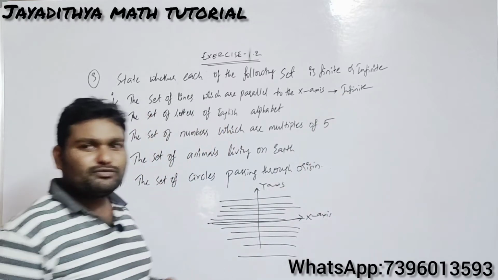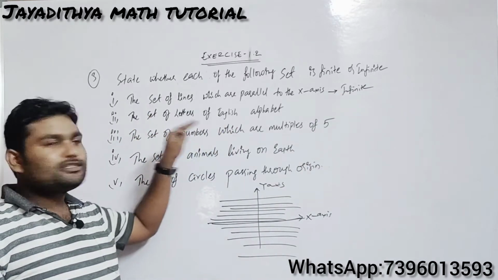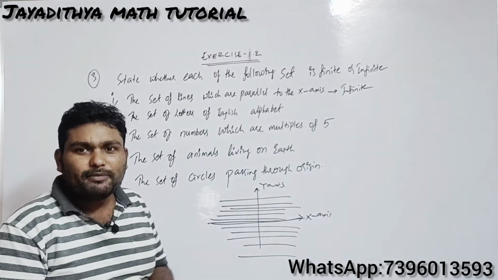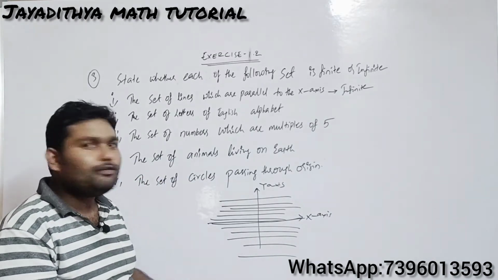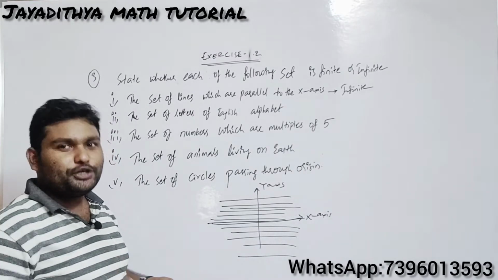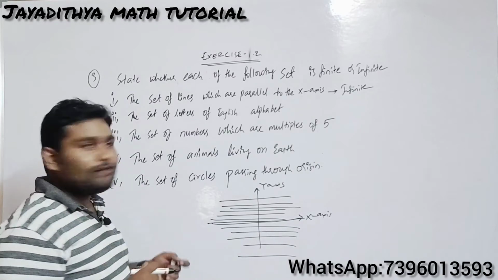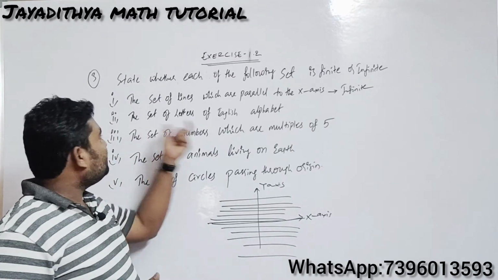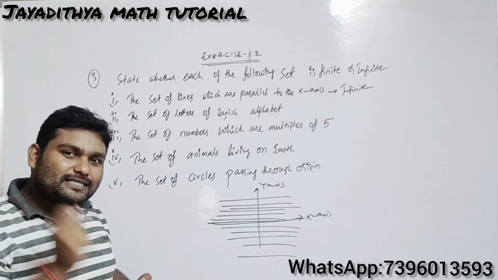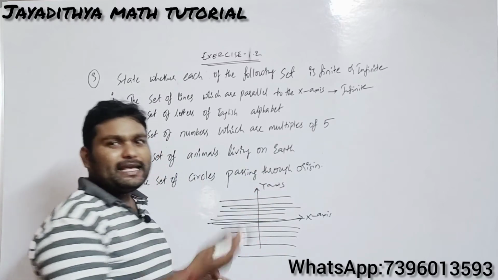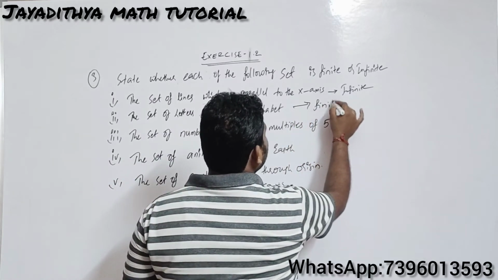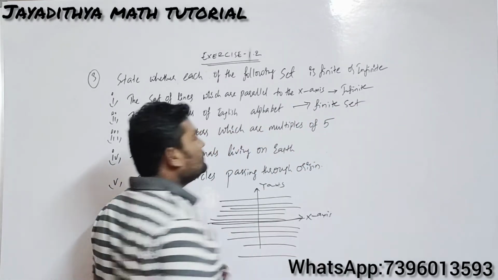Let us see the next one. That is very simple: set of letters of the English alphabet. How many letters are there in the English alphabet? A to Z. You have only 26 letters, right? Do you have 27 or 28? You have to discover those letters if you have. Therefore, in the English alphabet we have only 26 letters. So you are telling a finite number here. Therefore, this is nothing but a finite set.